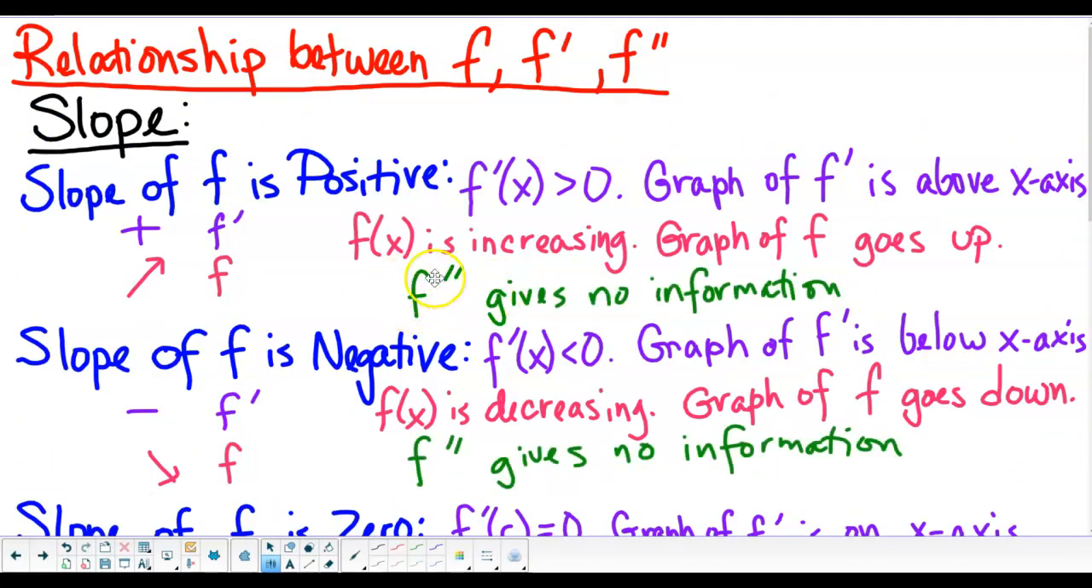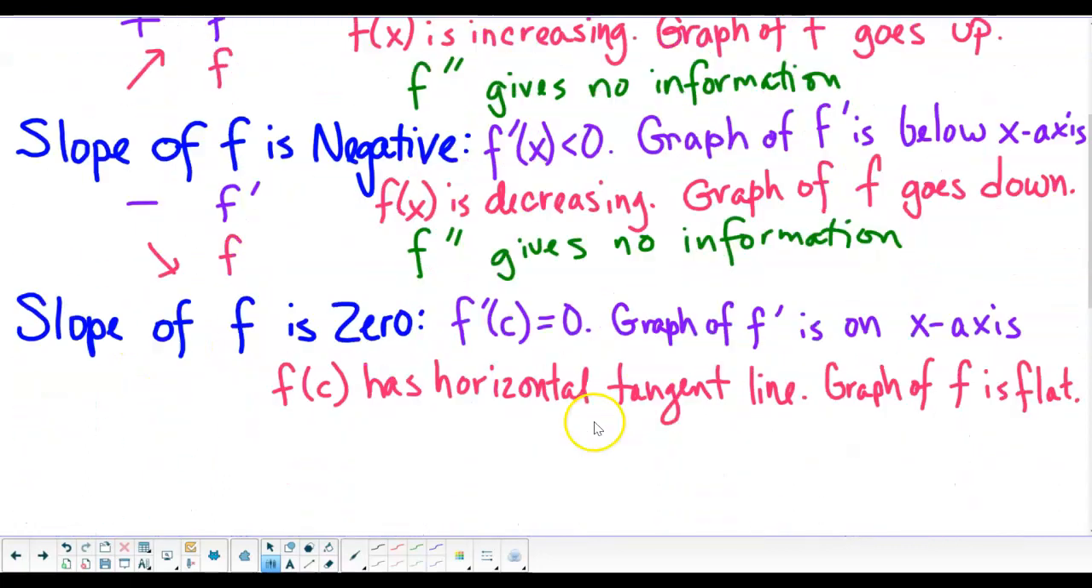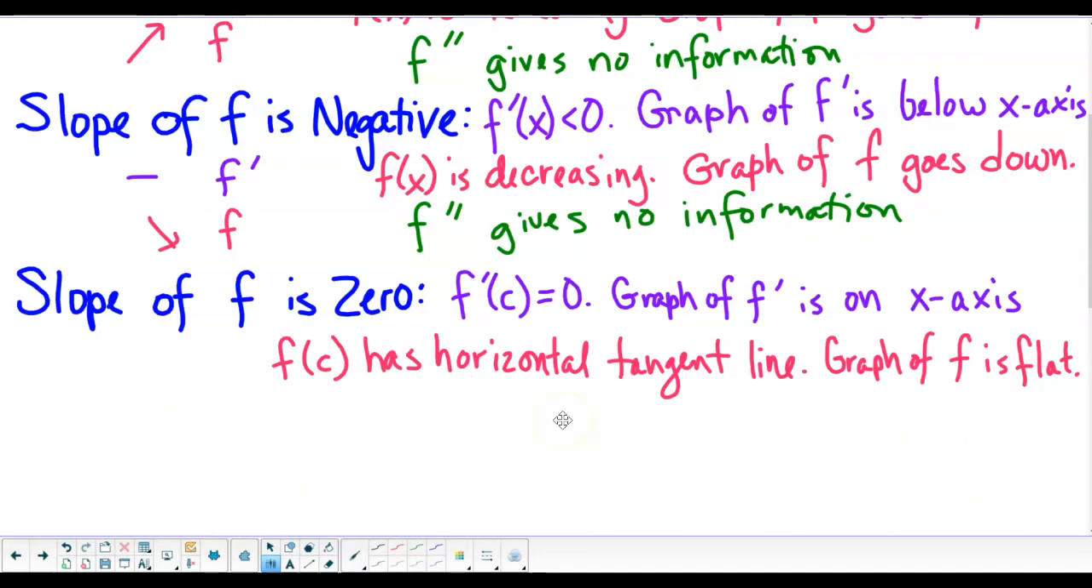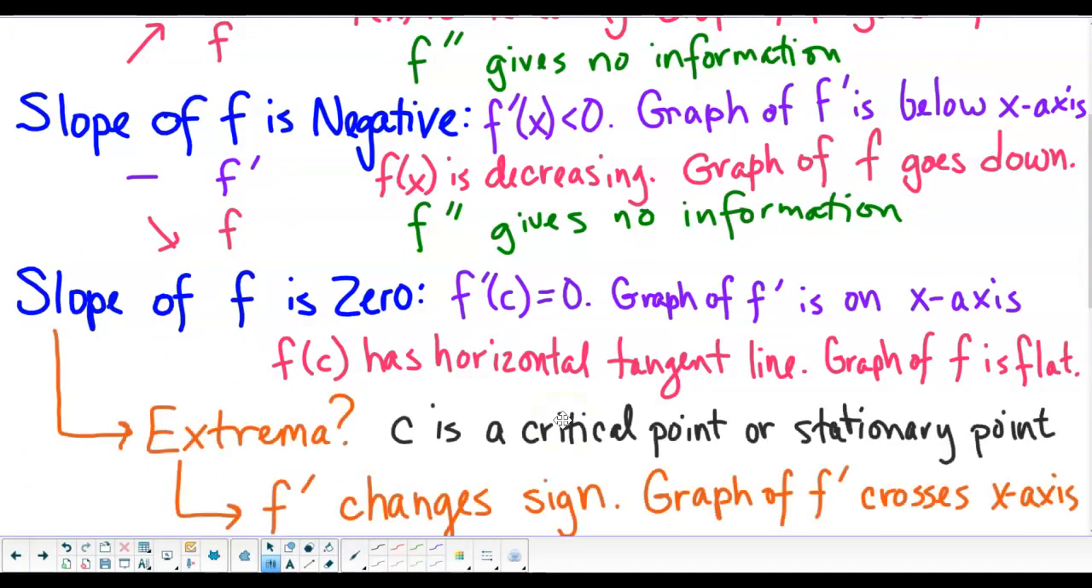Okay. Now, what do we know about f double prime, concavity? So if I know that the slope of f is positive, I can't really make any conclusion about the graph of the second derivative because we don't have any information. And that same thing with the second derivative, knowing the slope of f is negative. Okay. But what about if the slope is 0? Well, we have to do a little bit more investigating here.